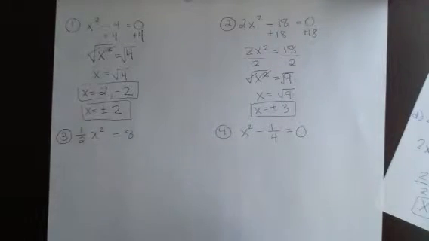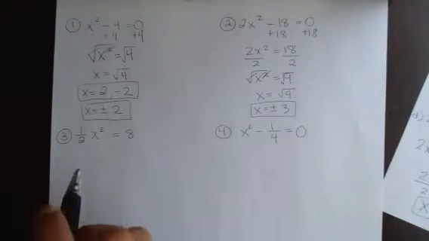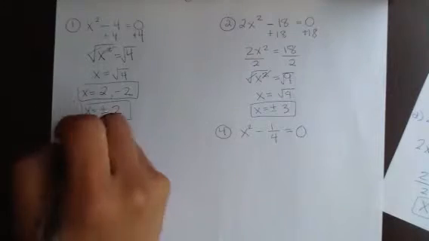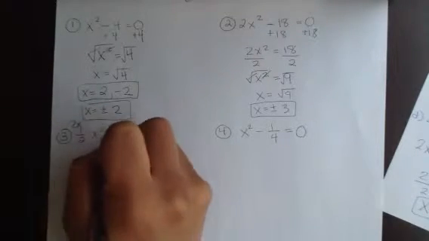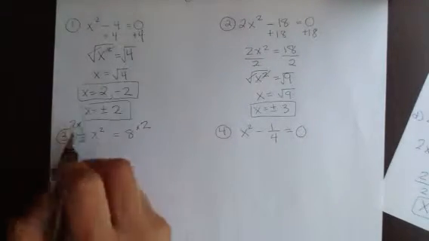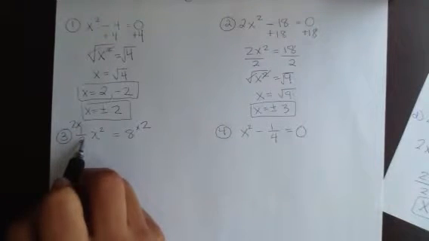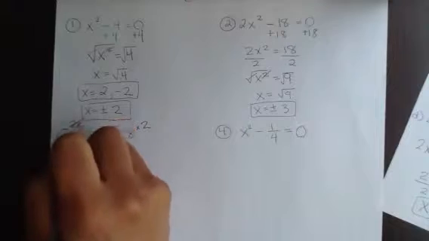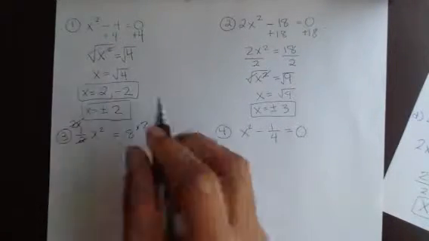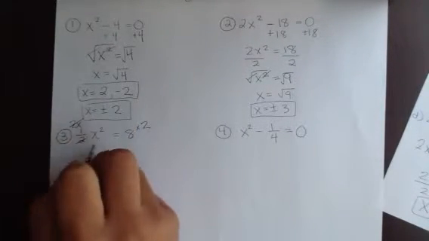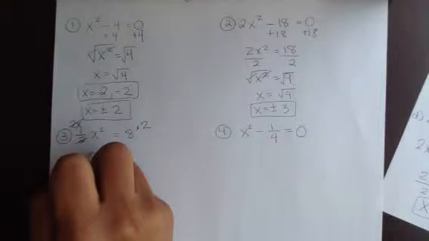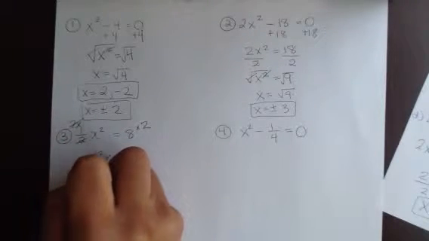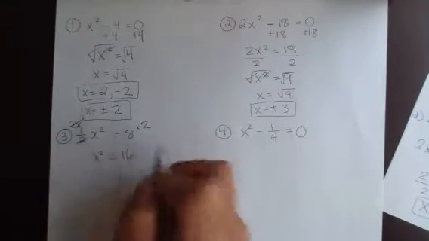If I multiply both sides, remember you have to do the same thing to both sides, by 2, the 2's cancel each other out because essentially you're dividing by 2 and multiplying, which will just leave you with the 1. And then here you have 16. So that cancels out the 1/2, and I get x squared is equal to 16.